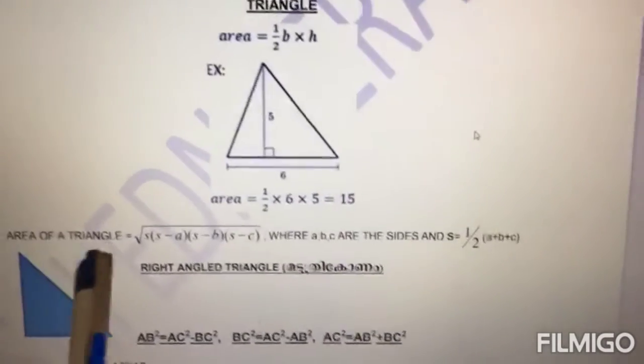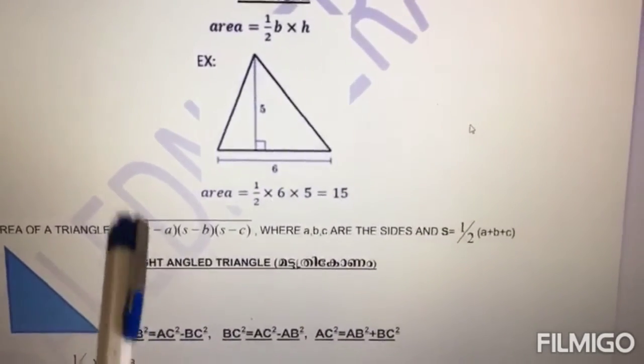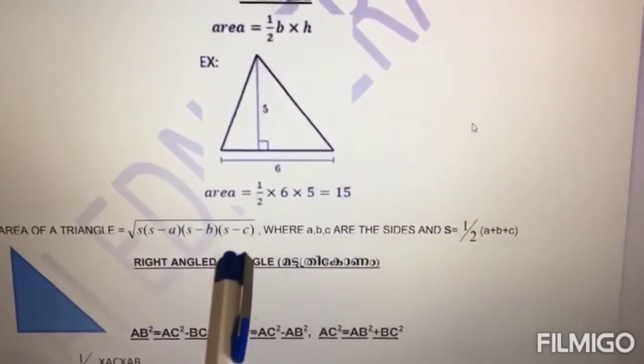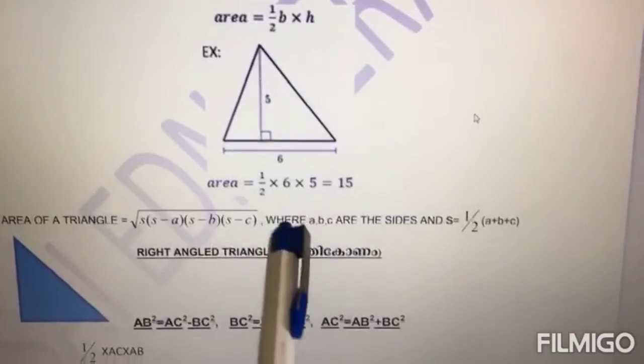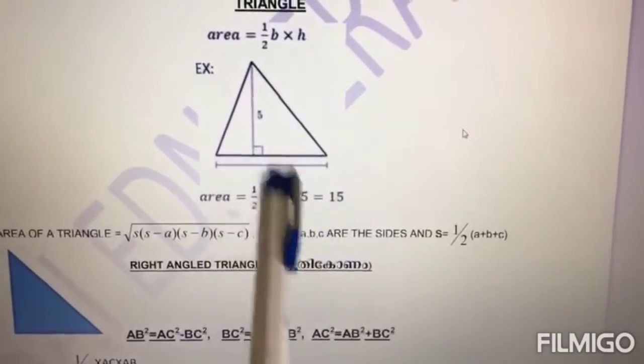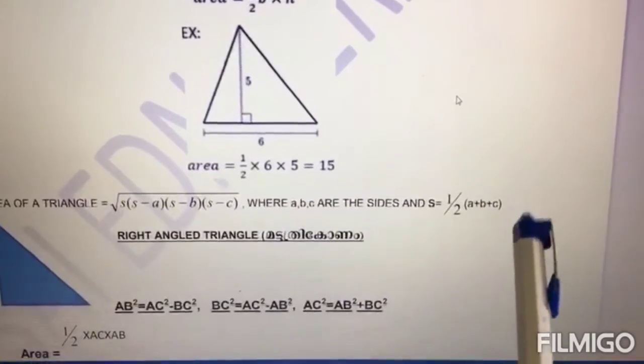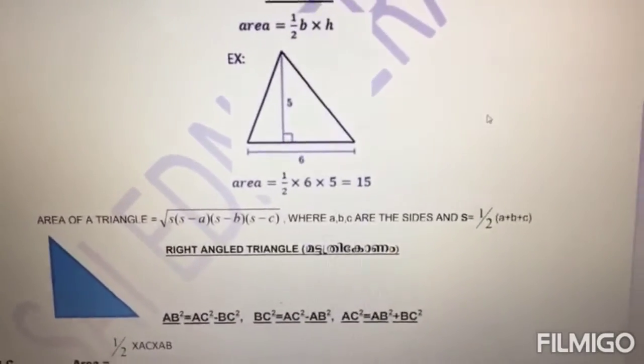The area of the triangle can also be written as square root of s into s minus a into s minus b into s minus c, where a, b, c are the sides of the triangle and s is equal to 1/2 into a plus b plus c. You have to memorize this formula.